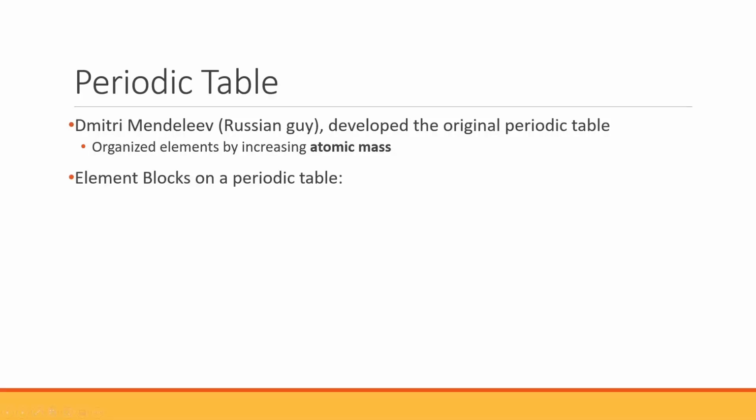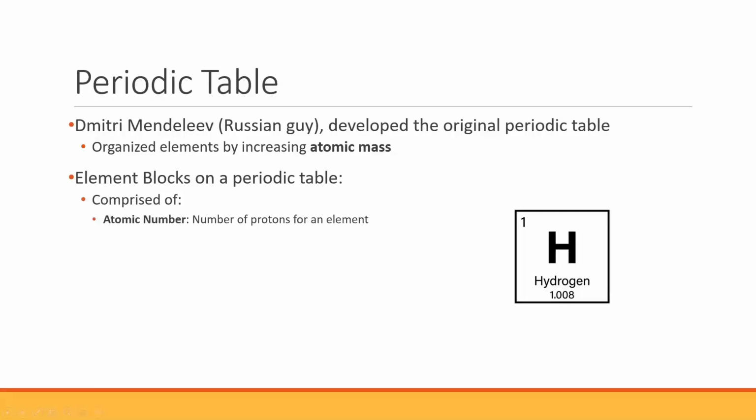Now, this is what your typical block on the periodic table looks like. Here we have this top number, which is known as the atomic number. You should already know that the atomic number represents the number of protons that an element has. So for this element right here, you could say that it has 1 proton.